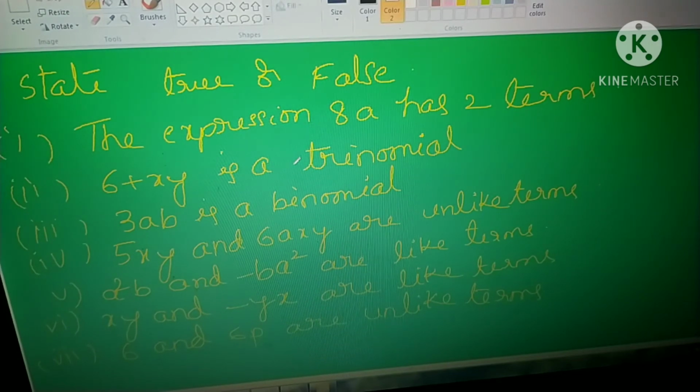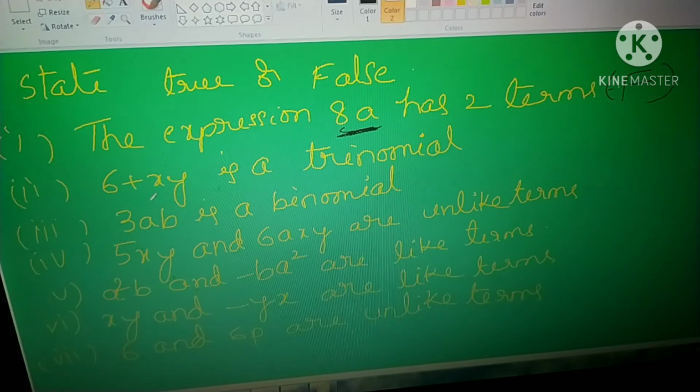The expression 8a. See, observe this one, 8a. This is a multiplication of 8 and a, right? Here we have no sign in between these two, like addition or subtraction. 8a means 8 into a. So 8a will come under one term. What they are saying here, the expression 8a has two terms. So, no, this is false. Only we have one term.